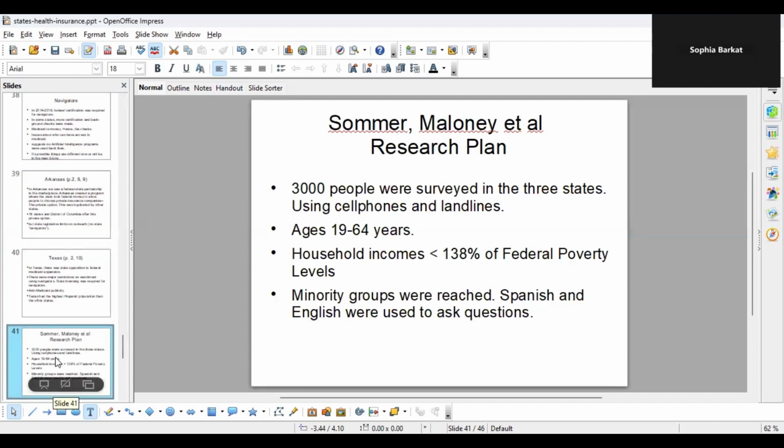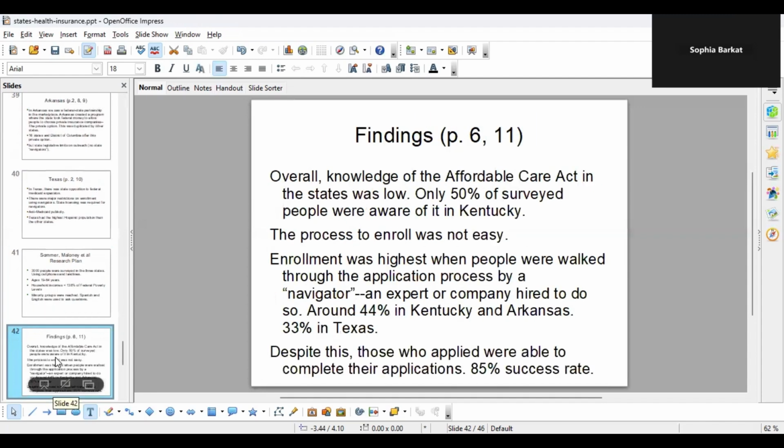Now, their findings are that in general, about 50% of surveyed people in Kentucky had heard about the Affordable Care Act. Most people didn't know there was such a thing happening, that Medicaid had been expanded in 2010. People had difficulty enrolling.